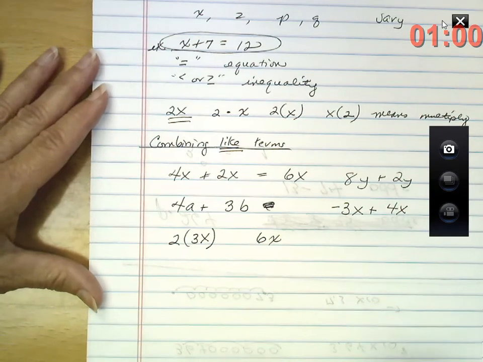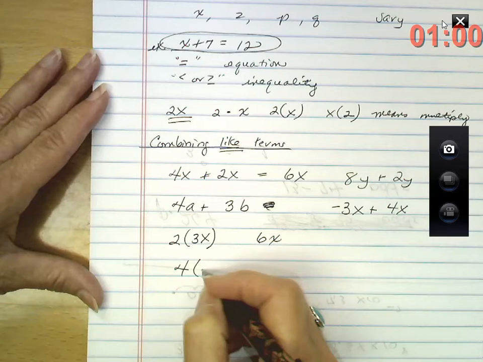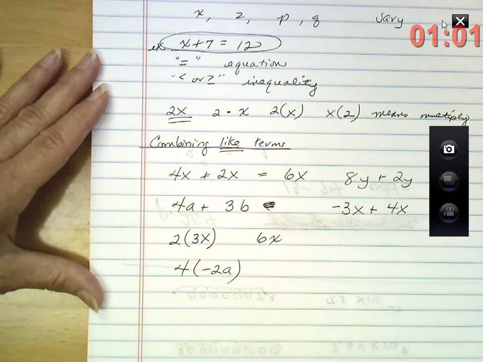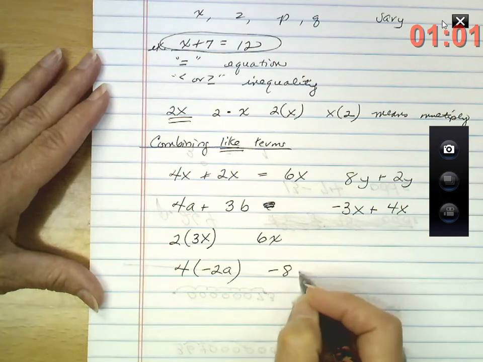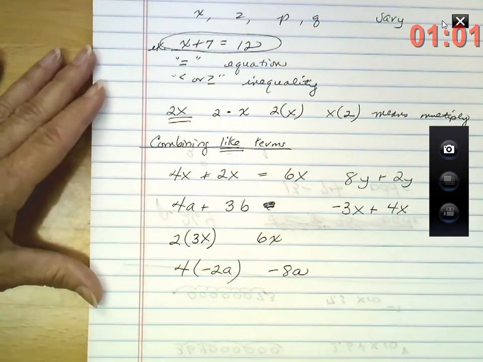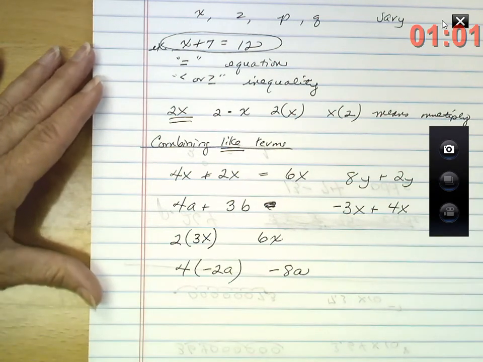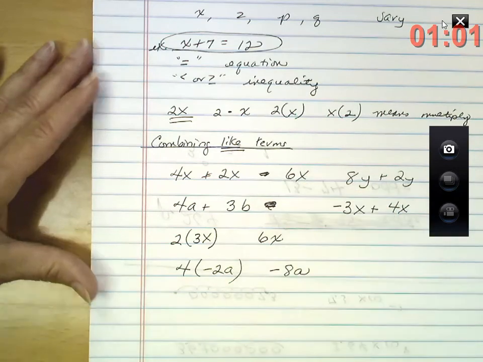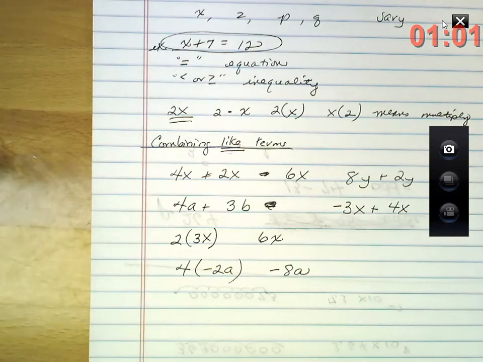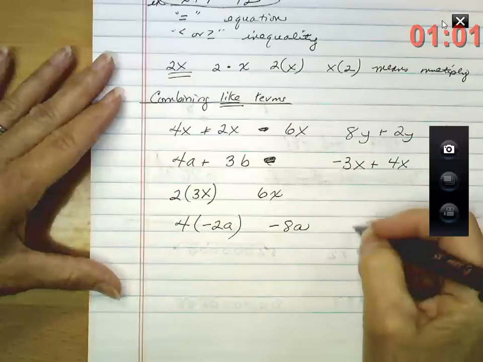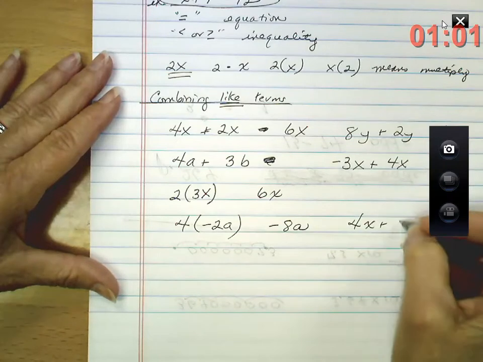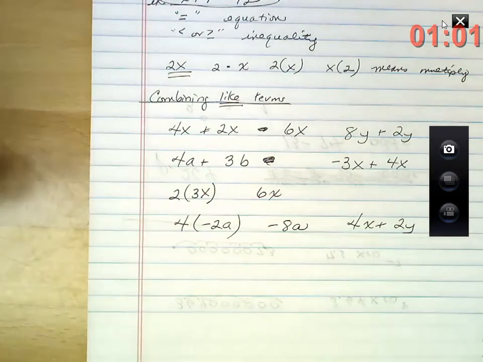If you have something like 4 times a negative 2a, 4 times negative 2a, negative 8a. Now I'm trying not to put equal signs in here because these are not equations. I did put one up there. But anyway, you're combining them and that's going to be your answer. Now, if you have something like a 4x plus a 2y, you can't combine those. They're not the same.